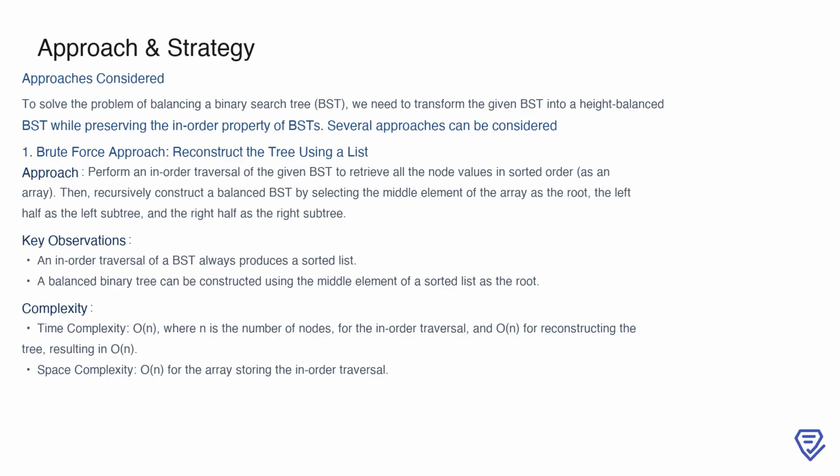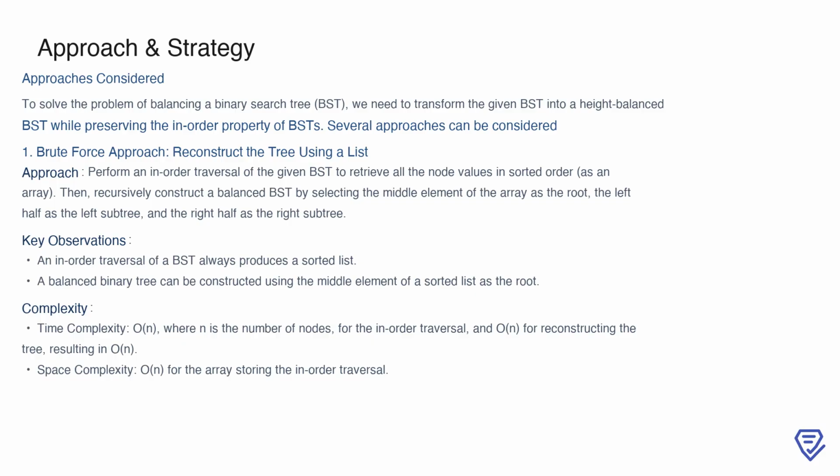Once we have this sorted array, we can recursively reconstruct a balanced BST by choosing the middle element of the array as the root. The left half of the array becomes the left subtree, and the right half becomes the right subtree. The key observation here is that an in-order traversal of a BST always produces a sorted list, which makes this approach very intuitive.